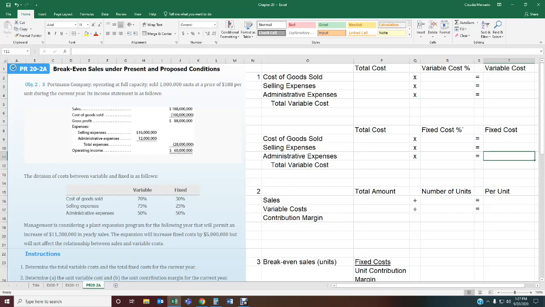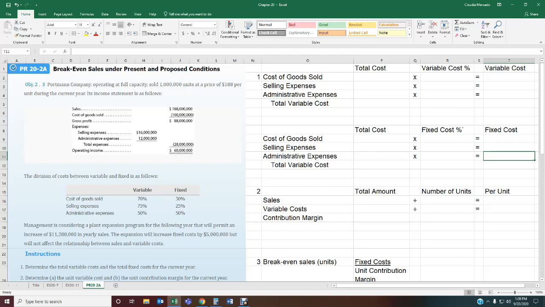It says Portman Company operates at full capacity, sold 1,000,000 units at a price of $188 per unit during the current year. Its income statement is as follows. They have sales of 188 million, our cost of goods sold of 100,000, gross profit of 88,000, selling expenses of 16 million, admin expenses of 12 million. Total expenses are 28 million, and operating income is 60 million.